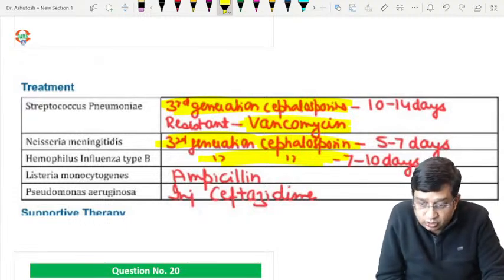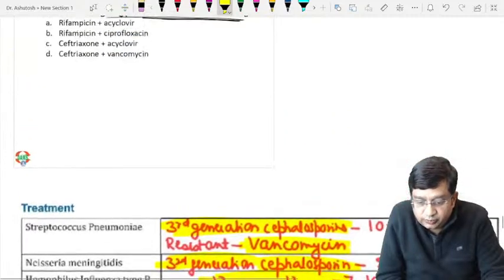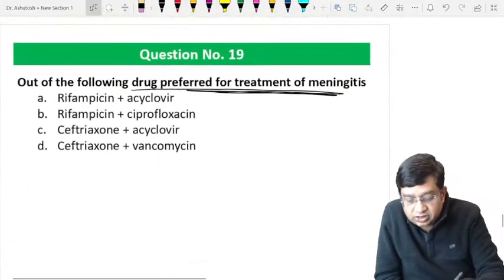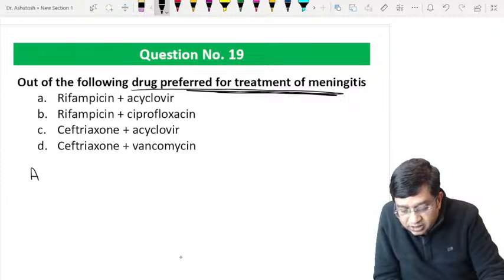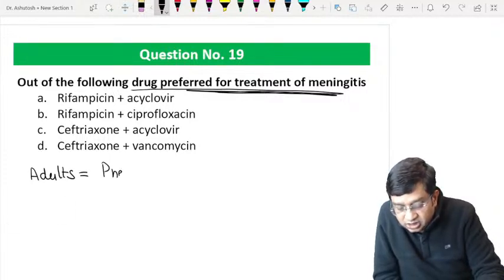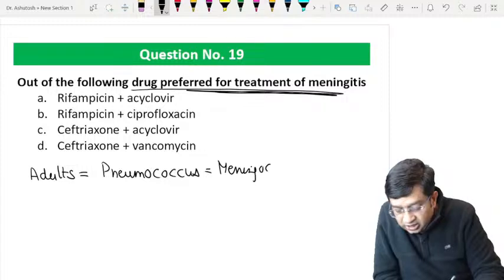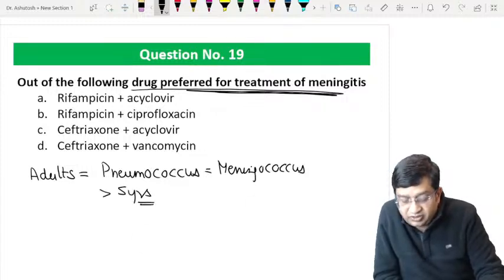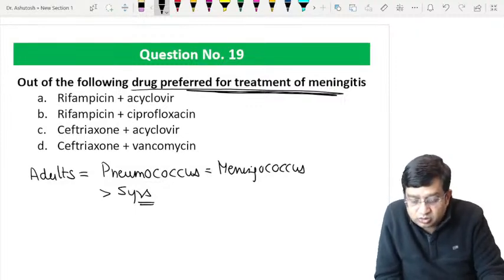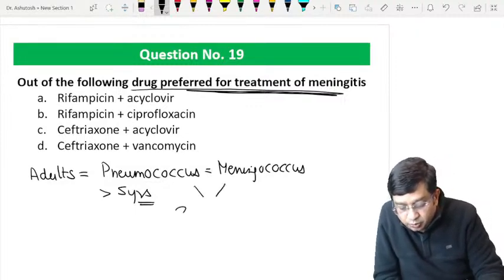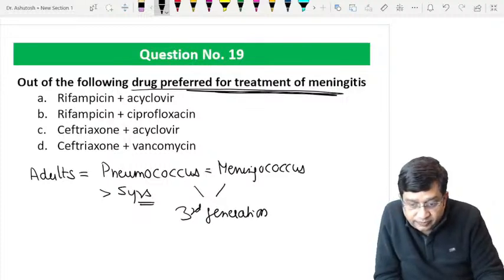So I have taken only that part here which I teach you, because in India, if you consider adults, the causes of meningitis in adults are pneumococcus equal to meningococcus, and this is particularly above 5 years of age. Whether pneumococcus or meningococcus, both respond to third generation cephalosporin.